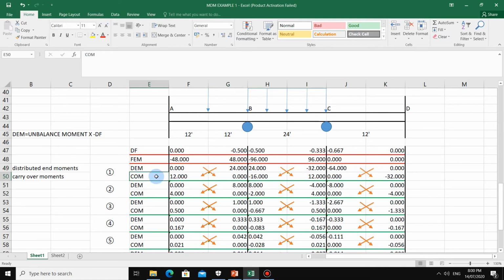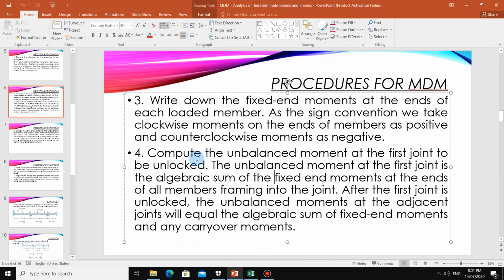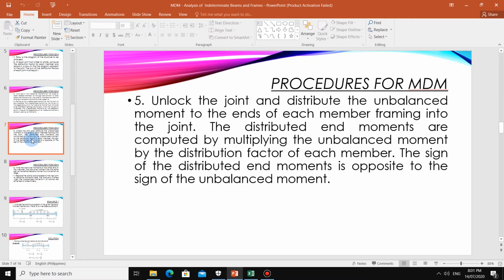So next guys, ang next is pag makuha nimo ang distributed end moments, so kailangan nimo na siya i-carry over. Okay? So mao nang gitawag na carry over moments ni sila. No, kay katong mga unbalanced moment kailangan nimo to ipasa, no? Ipasa sa imuhang segment or mao to ang address sa procedure procedure 5. Ano guys?